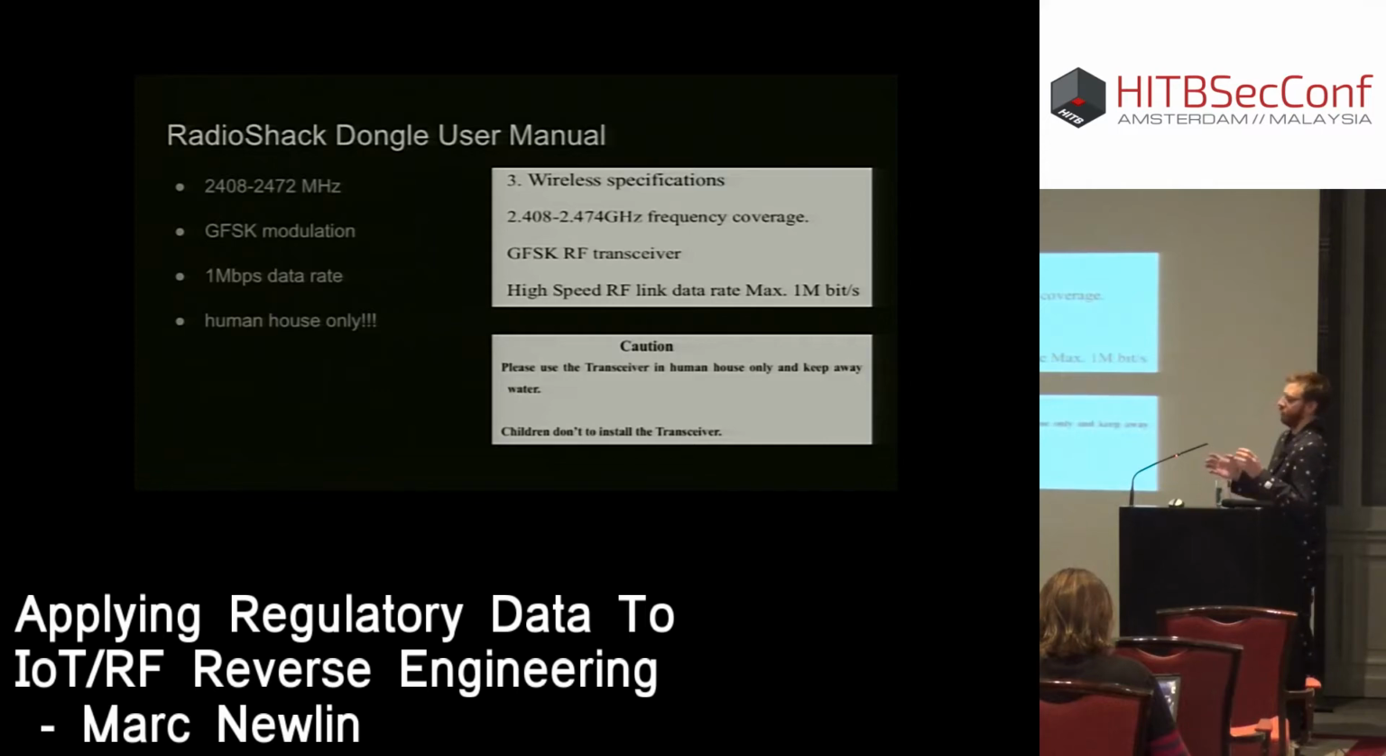So this is from the dongle user manual. This is kind of an interesting case where you have physical layer information in the user manual. So this tells us, again, the RFIC, 1 megabit data rate, and we see this channel range. Apparently, you can only use it in a human house. It's unclear what that is intended to mean.